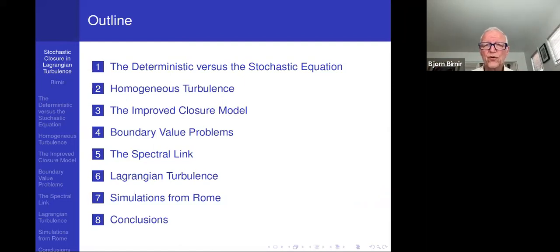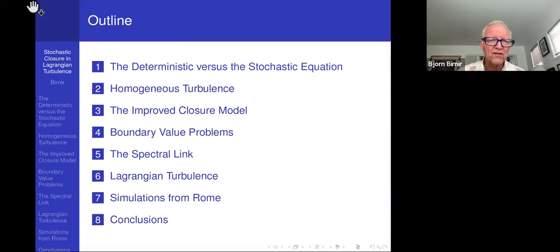That actually came from the University of Illinois. And then we'll get to Lagrangian turbulence, and I'll tell you about the theory and the simulations that we got from Biferale's group at the university in Rome. And then we'll have some conclusions.